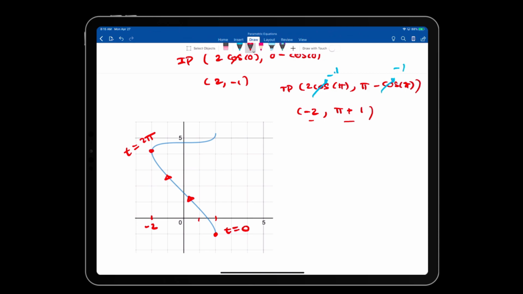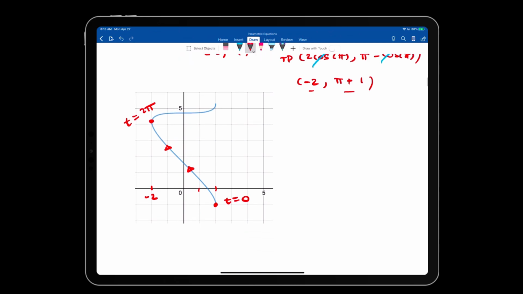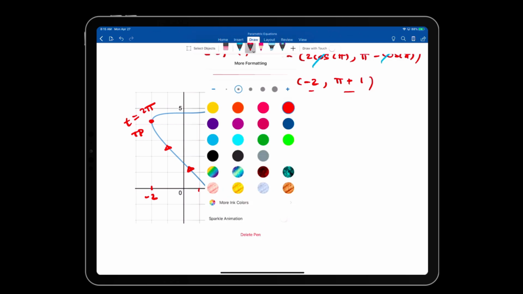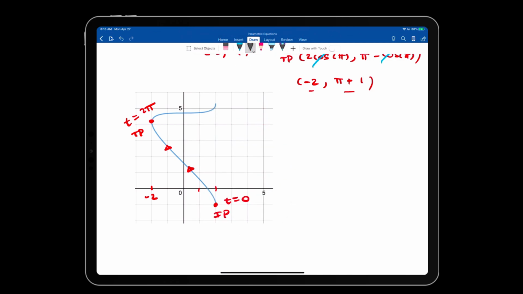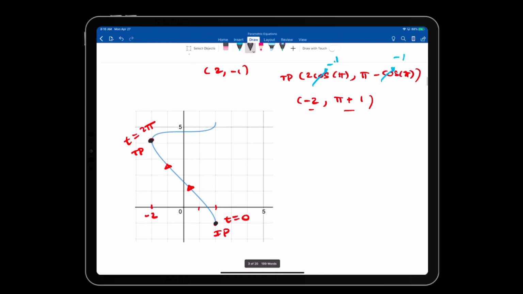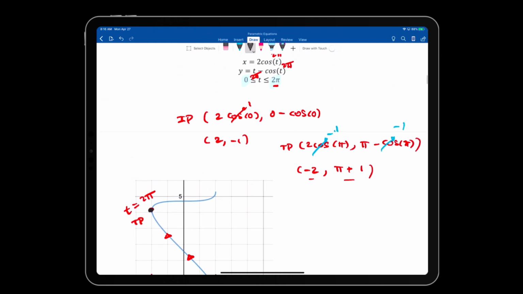So let's write this down. This special point is my initial point. Here's the terminal point. And like I said, the orientation, the direction of travel as t increases for any point on this curve, starts right here and ends here for the interval that they gave us. That interval is going to be between 0 and 2 pi.